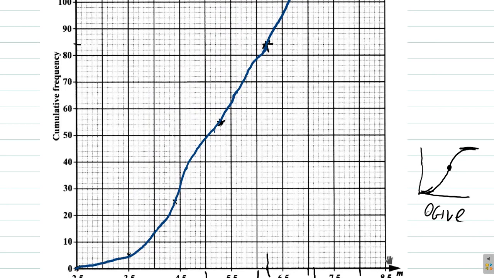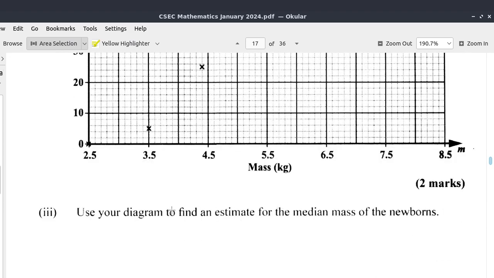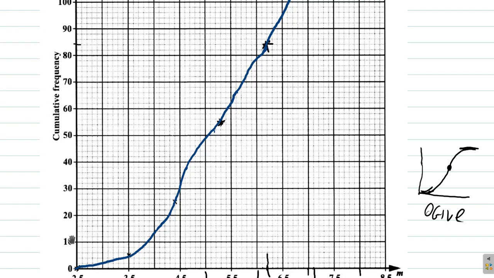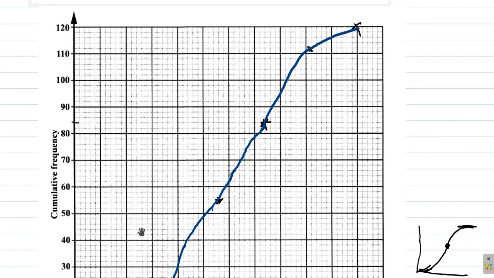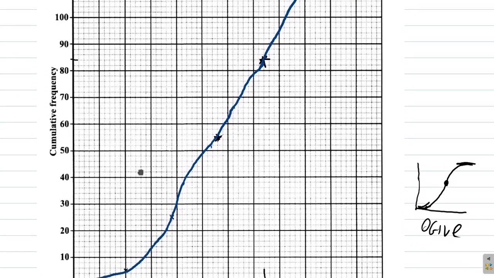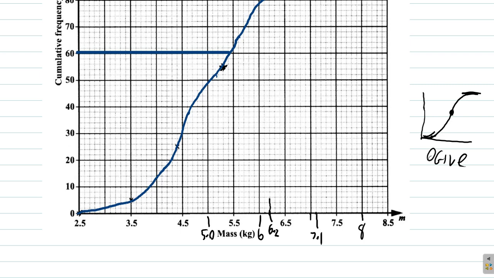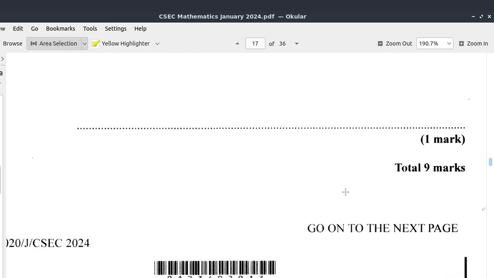Alright, and then what they say you must do, use your diagram to find an estimate for the median mass of the newborns. Median, halfway up. So you're going from 0 up to 120. Half of 120 is 60. So you locate 60 and go across to the curve. And then from where the line intersects the curve, you come down. Looks like about 5.4. You can say the median mass is about 5.4 kilograms, somewhere about there. Alright, and that is the end of question 5.